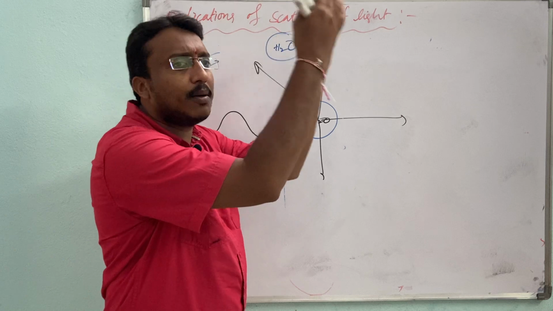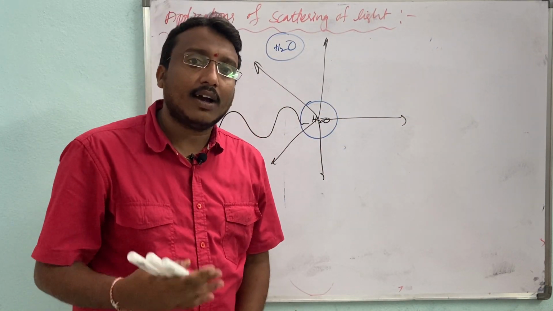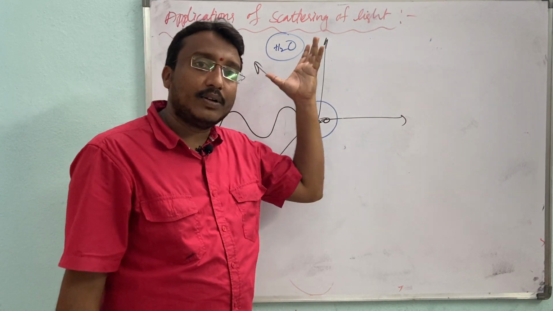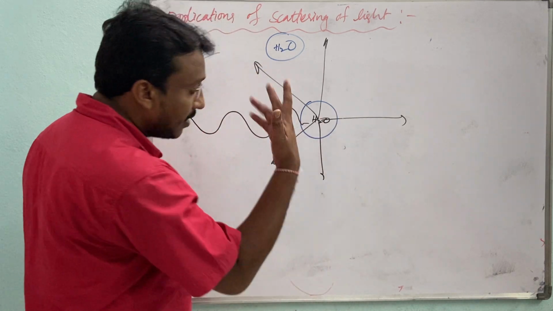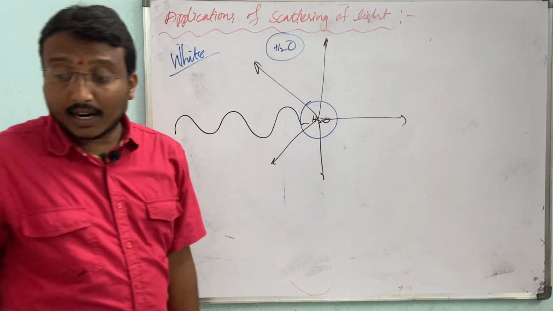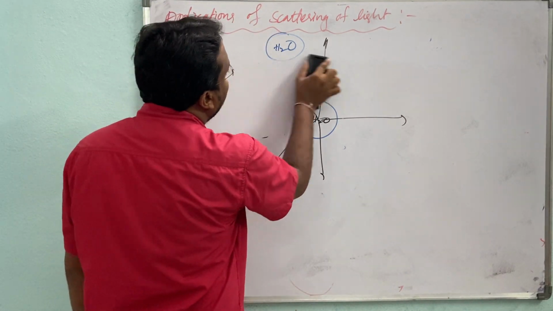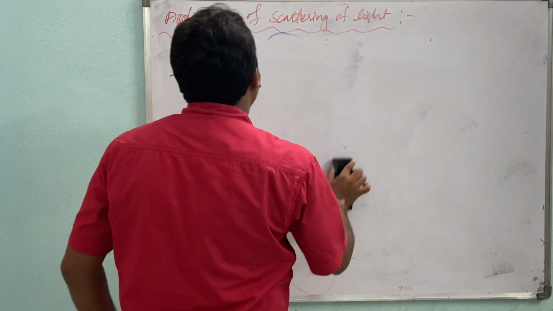The same can be applied to clouds. Why are clouds appearing white? The same phenomenon takes place. Clouds consist of water and dust particles, and their size is comparable with white light. Due to that reason, they appear white.